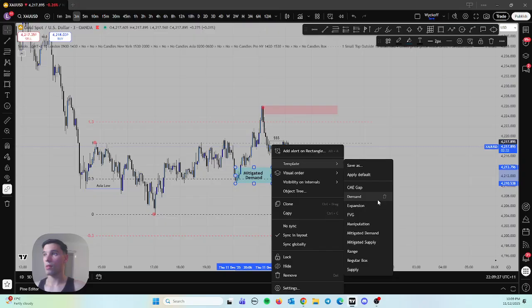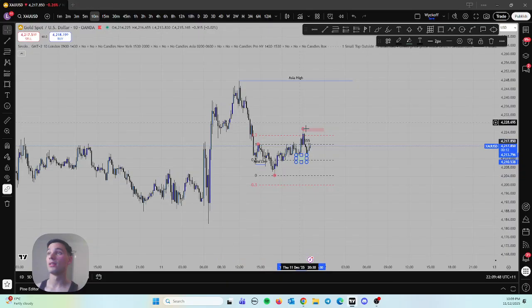I'm actually very curious, we'll reassess this at a later date, but I'm very curious if this distribution model will actually confirm itself and come back down, because just based on session factors, this should technically be an accumulation model, because Asia highs need to get taken. So yeah.